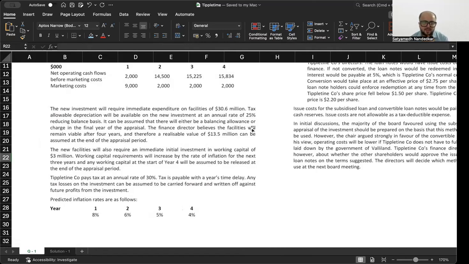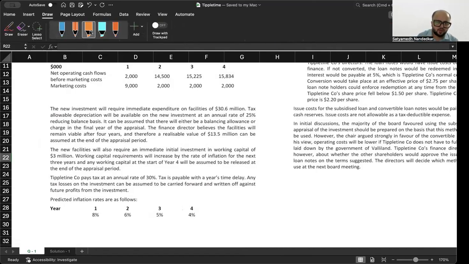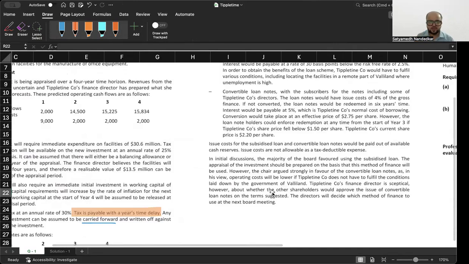Tippletine Company pays tax at an annual rate of 30%. Tax is payable with a year's time delay. That is, tax payment is in arrears. Make a note of that fact. Any tax losses on the investment can be assumed to be carried forward. So losses have been carried forward and written off against future profits. Okay. Predicted inflation rates are as follows. Year 1, 2, 3, and 4: 8, 6, 5, and 4 is the inflation rate.